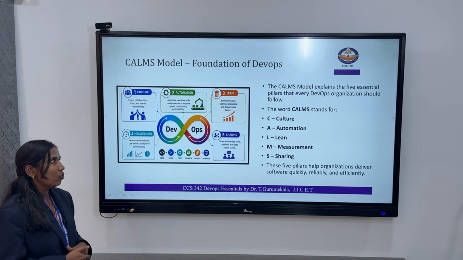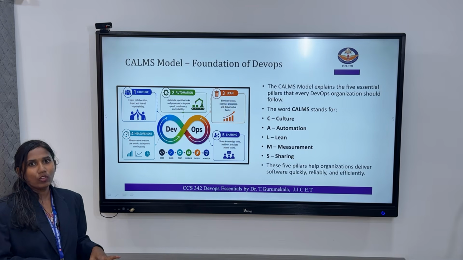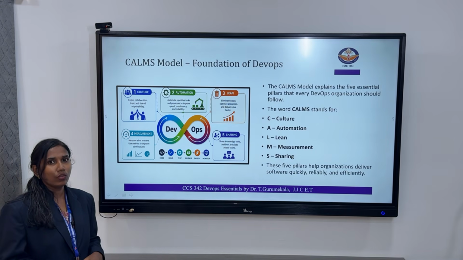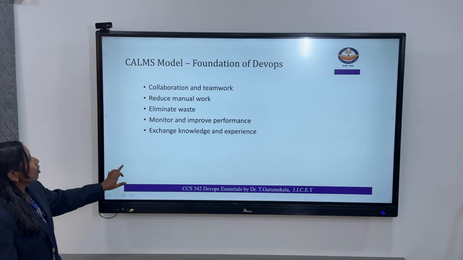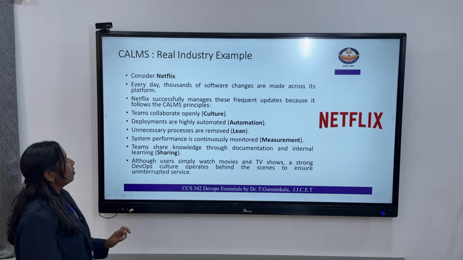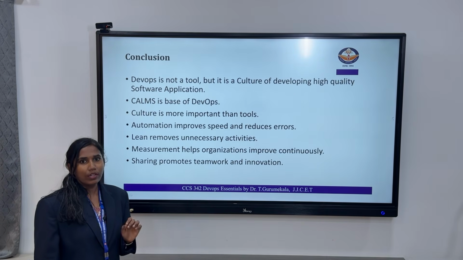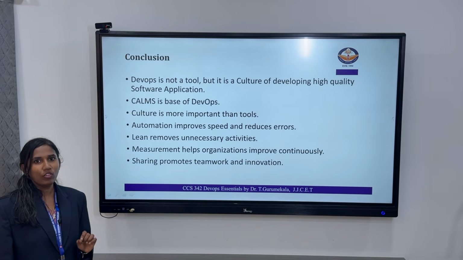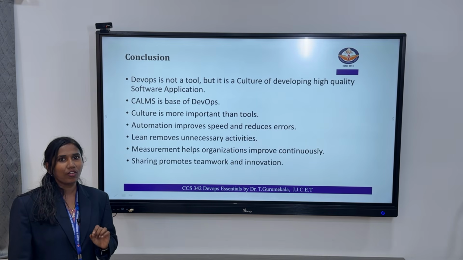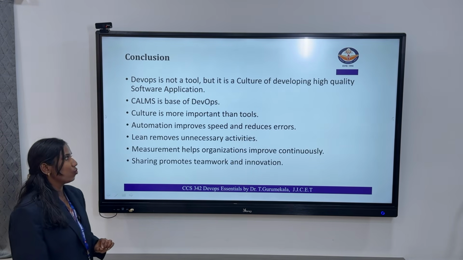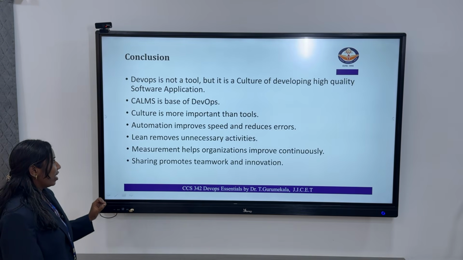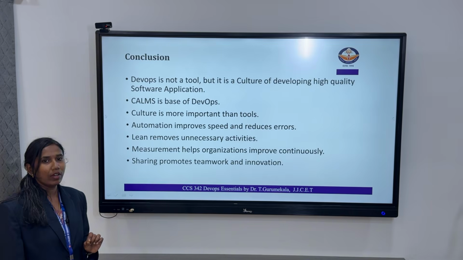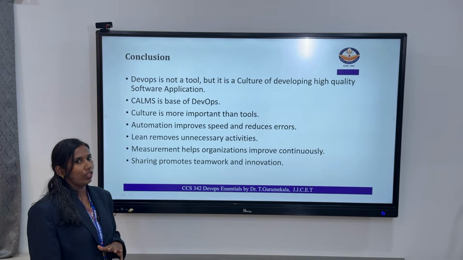I hope you have understood all these concepts thoroughly. In our next class, we will be looking into the DevOps life cycle. So, in conclusion, DevOps is not a tool; it is a methodology by which a software application is created inside an industry. And culture, automation, lean, measurement, and sharing are the five pillars of the DevOps software development methodology.